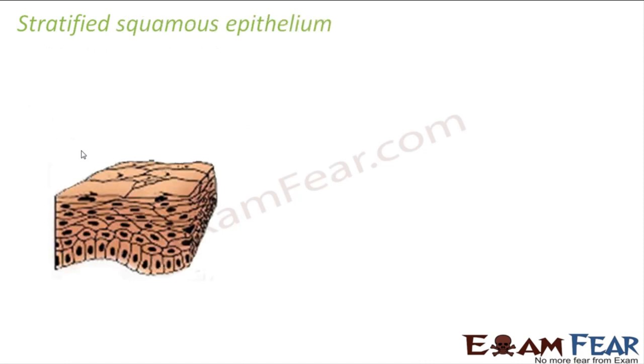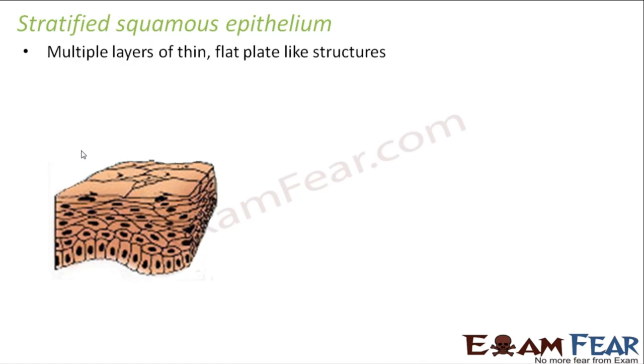So let us start with stratified squamous epithelium. Again, stratified means many layers. Squamous will still mean the same, that means thin, flat, plate-like structures. So now we can say that these are multiple layers of thin, flat, plate-like structures. So the same simple squamous epithelium, when arranged in many layers, forms stratified squamous epithelium. Now you might think that when we already have simple squamous epithelium, what was the need of having this stratified squamous epithelium?